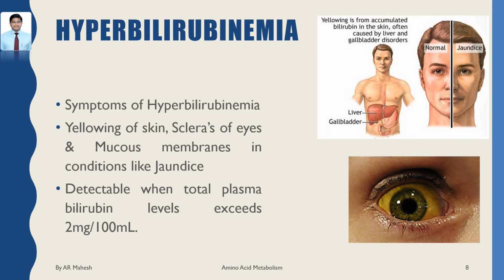Hyperbilirubinemia includes the yellowing of the skin, sclera of eyes, and mucous membranes in conditions like jaundice. It is detectable when the total plasma bilirubin level exceeds 2 milligrams per 100 ml. So in the picture I have given, you can see the yellow coloring of the sclera of the eyes over here.